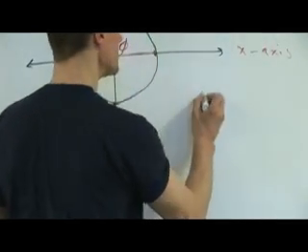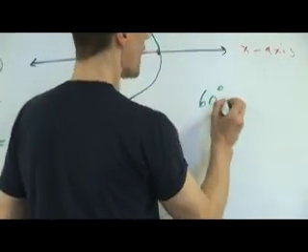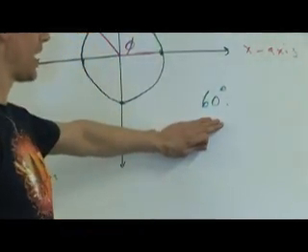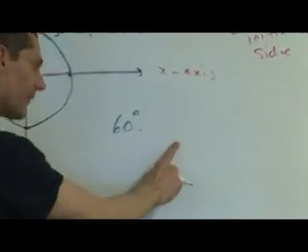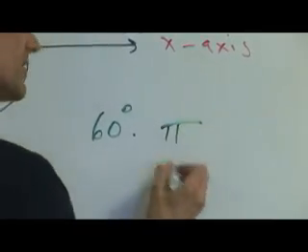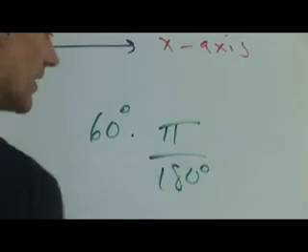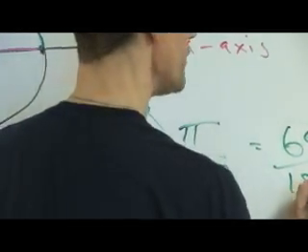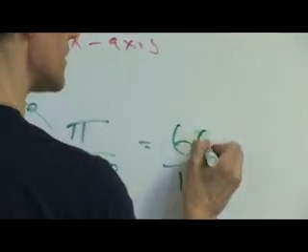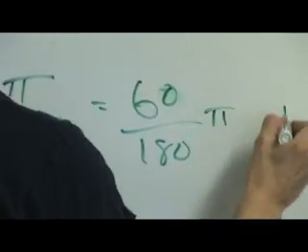Well, you know that 60 degrees times, I want to multiply it by the unity factor and come out with radians. I want radians left over, so it's going to be pi radians divided by 180 degrees. The degrees cancel. This is 60 over 180. Pi, this is pi over 3.